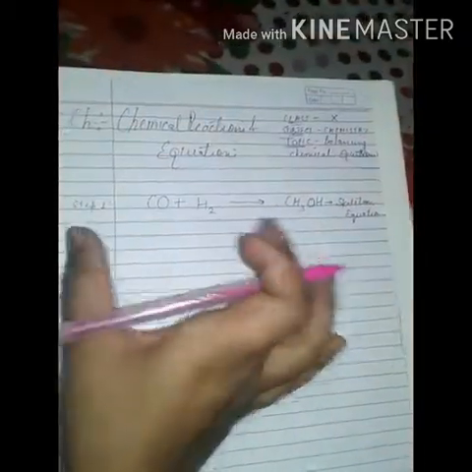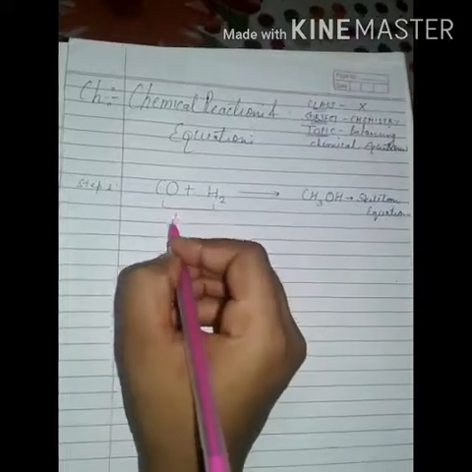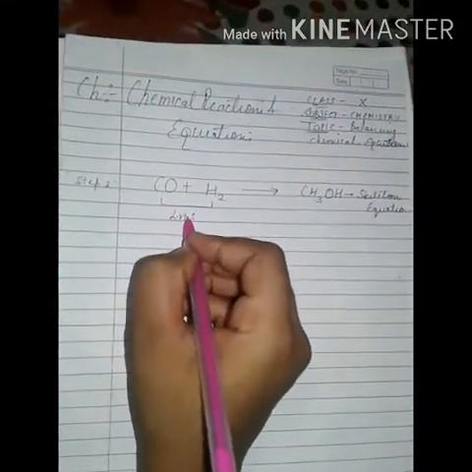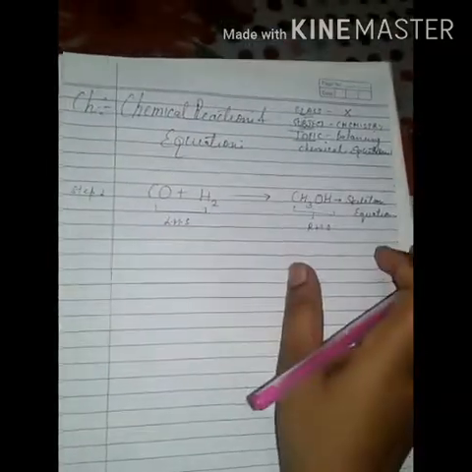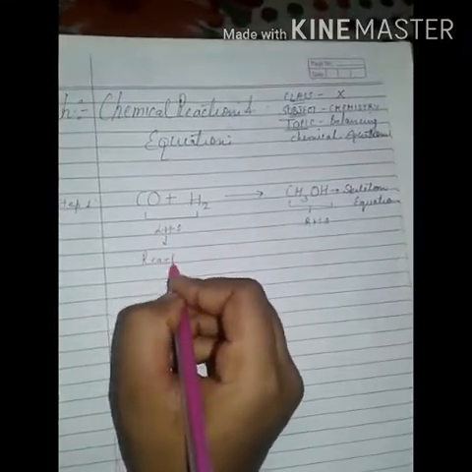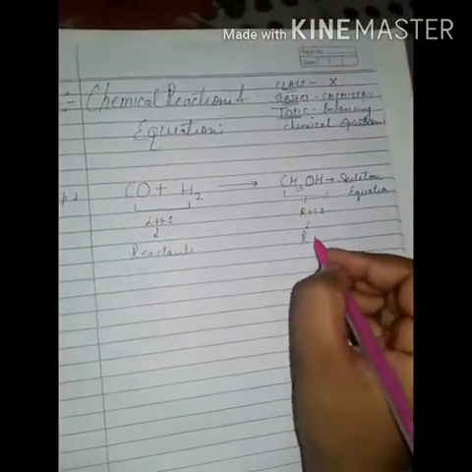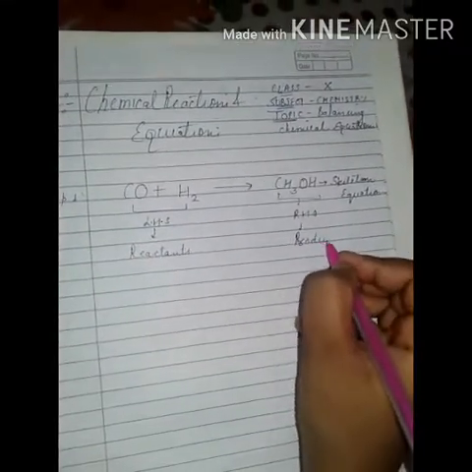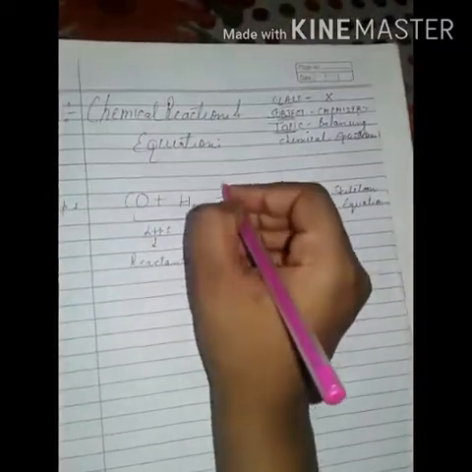This equation is split into two portions. One is your left hand side and the second portion is your right hand side. Left hand side is also known as reactants and right hand side is known as products. And this arrow direction goes from R to P, meaning reactant to product.